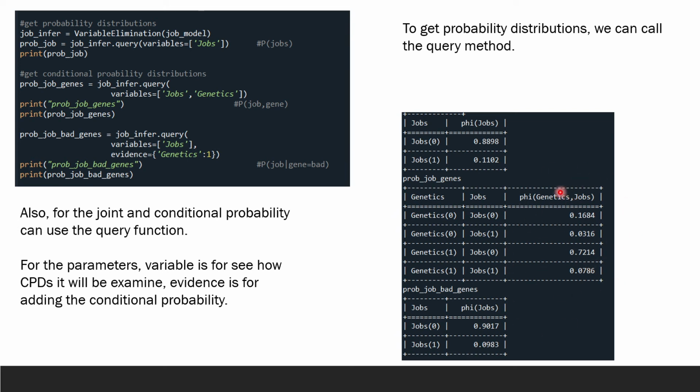So let's see if we have a bad gene but we get a job. So 1 0. Oh my god, how can it be so high? By the way, the input is not a real input. I just put in the numbers here.